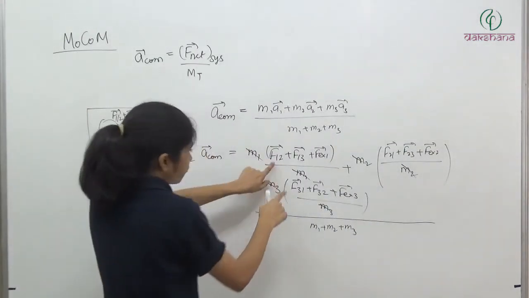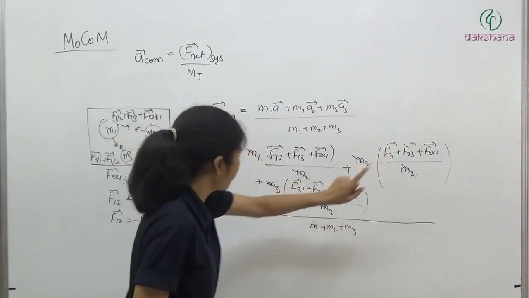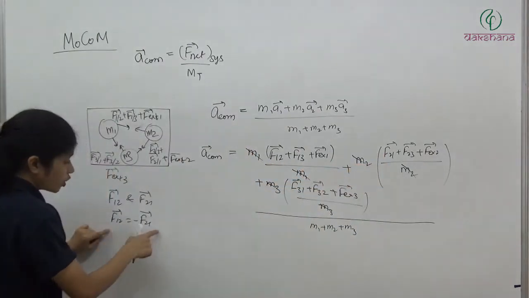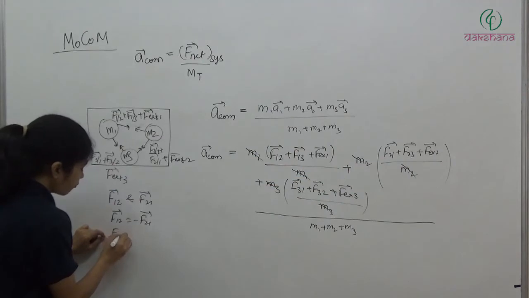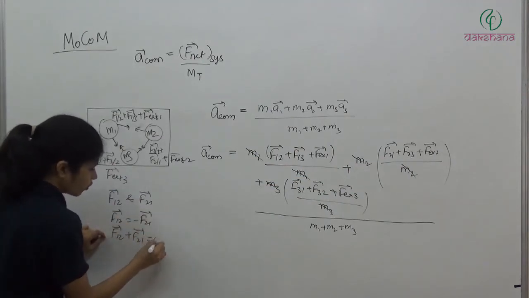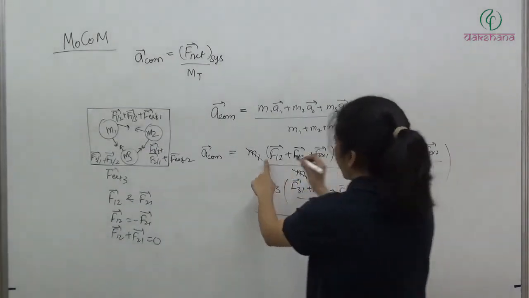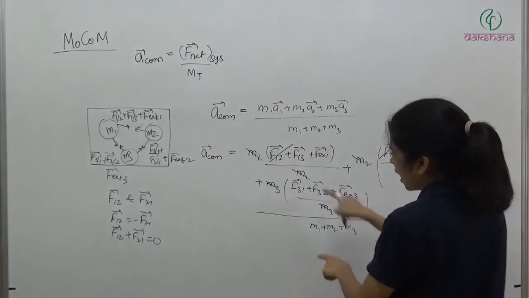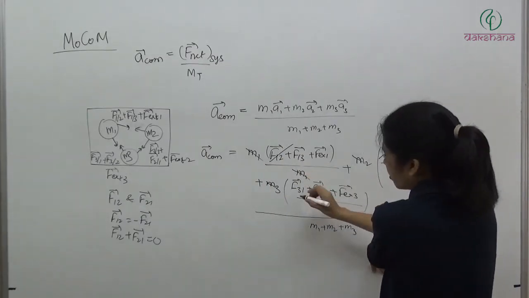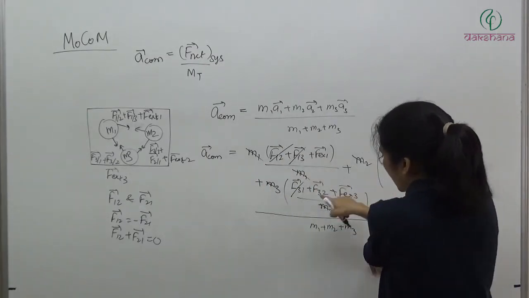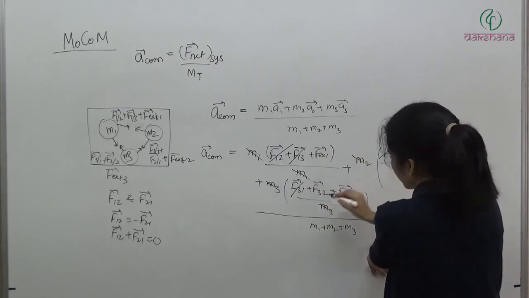So here we have F12 and here we have F21. If F12 is equal to minus of F21, it means F12 plus F21 is going to be equal to 0. So F12 plus F21 is going to cancel. F13 and F31 are going to cancel. F32 and F23 are going to cancel.